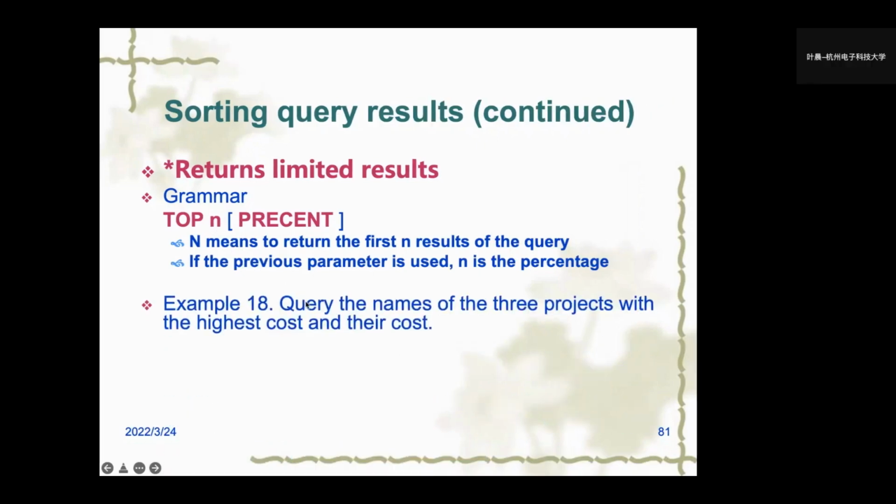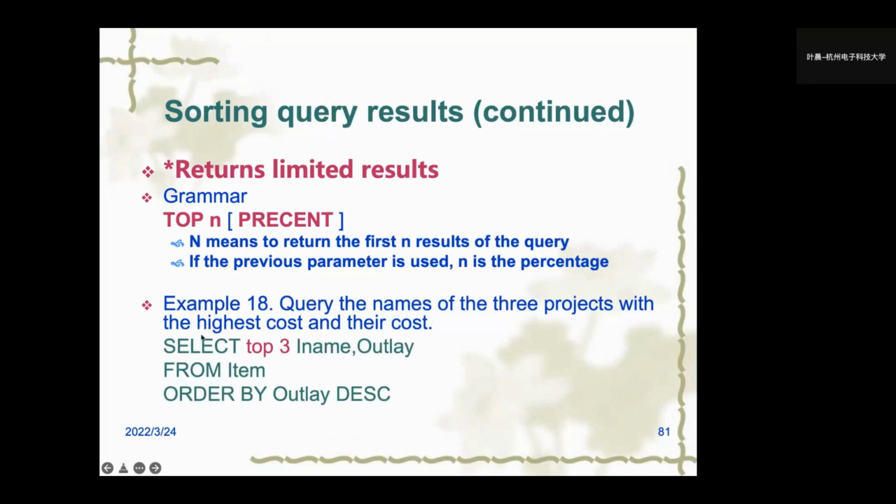So let's see the example here. If we want to query the names of the 3 projects with the highest cost and their cost, we will use select top 3 name, outlay from item, order by the outlay, which means the highest cost, and we will use descending order. So we put DESC here.